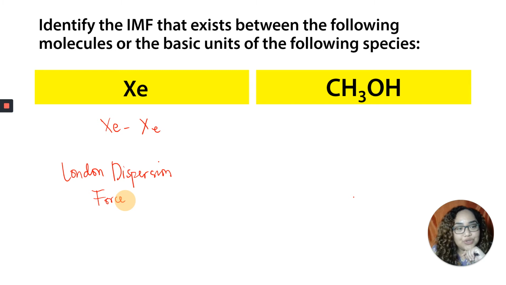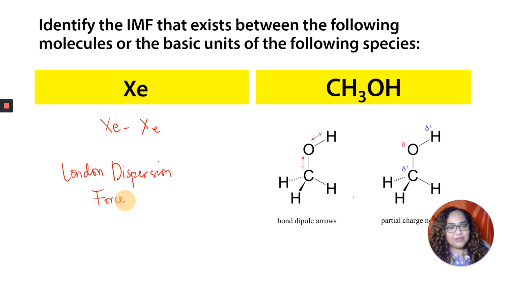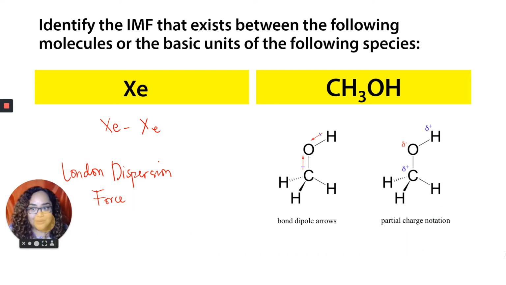Now, what about CH3OH? Is this polar? Well, definitely it's not going to be ion to dipole, because it doesn't have a metal. But the question is, is it polar or non-polar? Now, let's look at the geometry of CH3OH, because that is the most accurate way of looking at whether it's polar or non-polar. Now, this would be the molecular geometry of CH3OH.